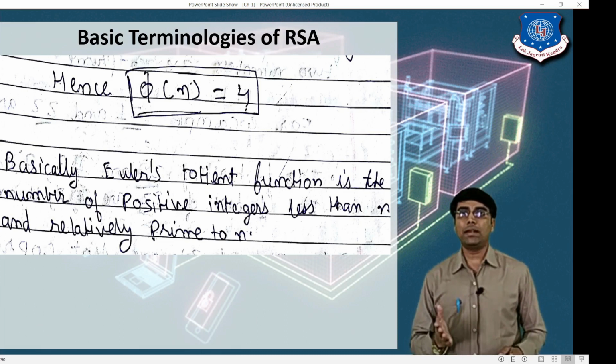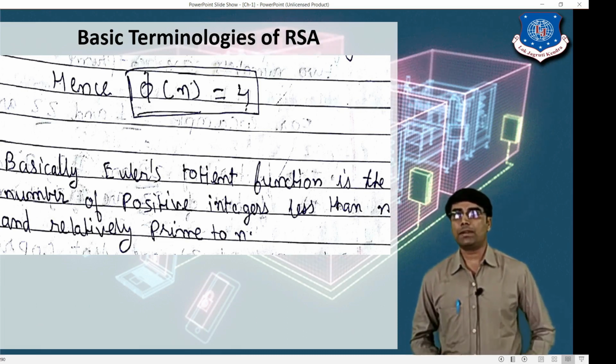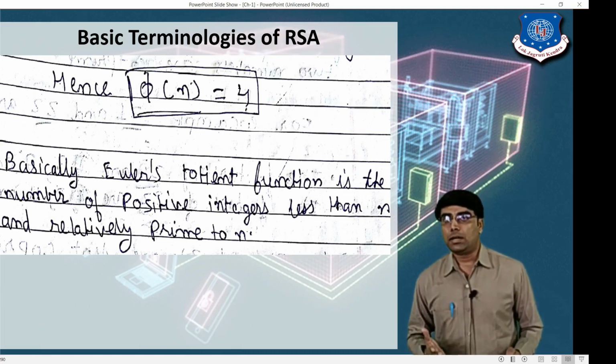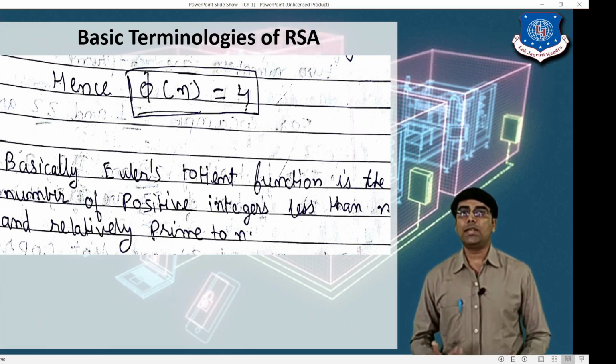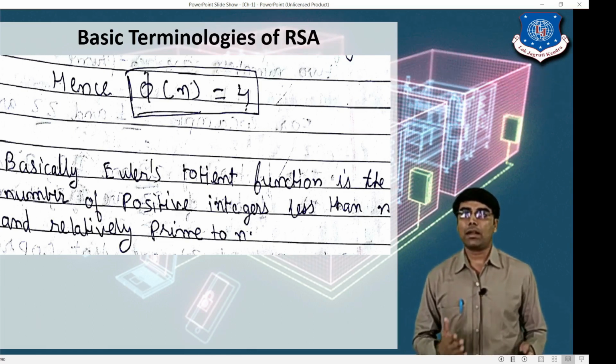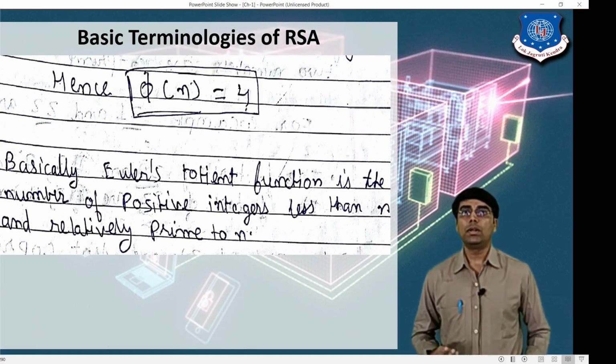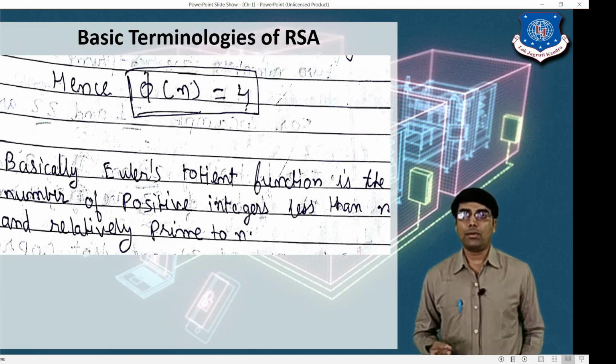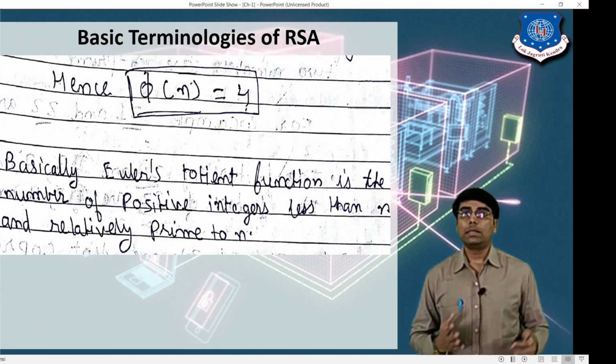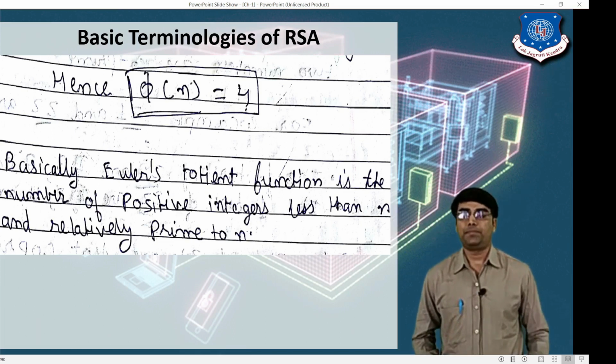So basically, Euler's totient function is the number of positive integers less than n that are relatively prime to n. What do we mean by prime? A prime has no divisor other than 1 and itself. For example, 2, 3, 5, 23, 11. These are called prime numbers.